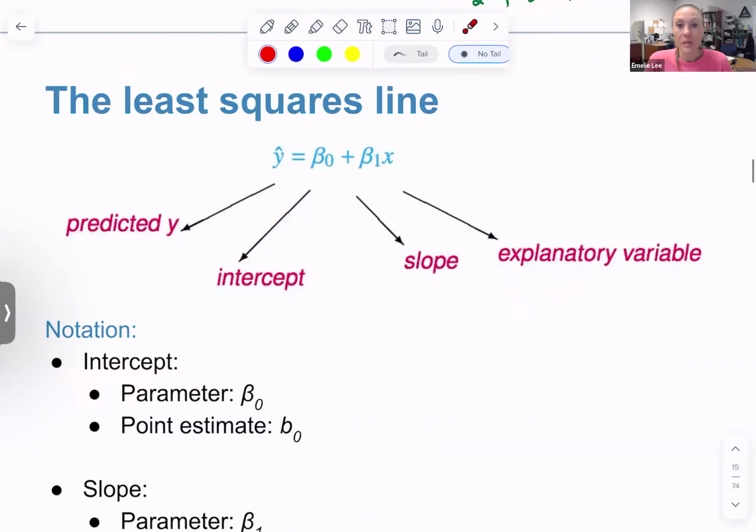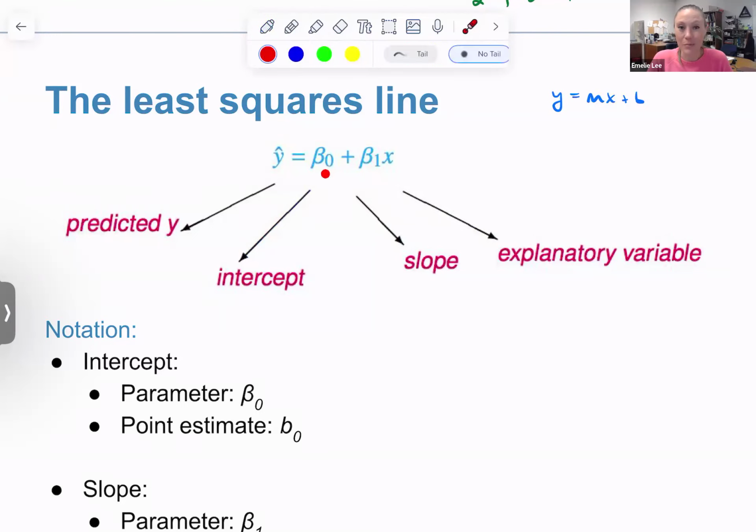Some theory. The least squares regression line looks like this. So we have a y hat, which is the predicted value of y. We've already seen that. Technically, we have betas here, but we saw y equals mx plus b. And if you're comfortable with that, then that's fine.